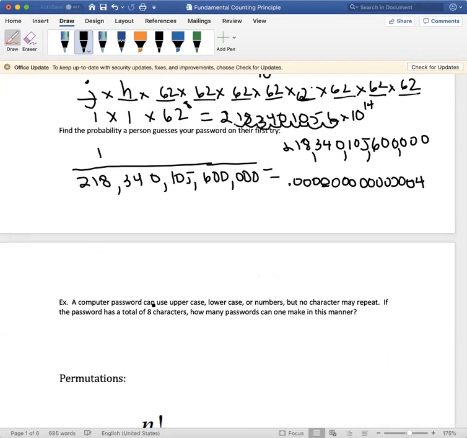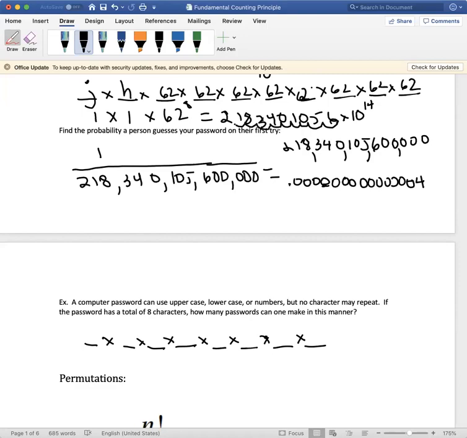Okay, let's take a look at this last example, which says a computer password can use uppercase, lowercase, or numbers, but no character may repeat. If the password has a total of 8 characters, how many passwords can one make in this manner? Well, let's take a look at this one. 8, so 1, 2, 3, 4, 5, 6, 7, 8.